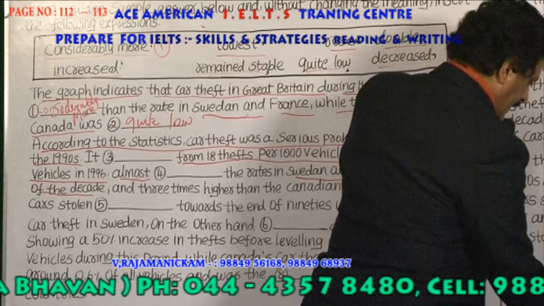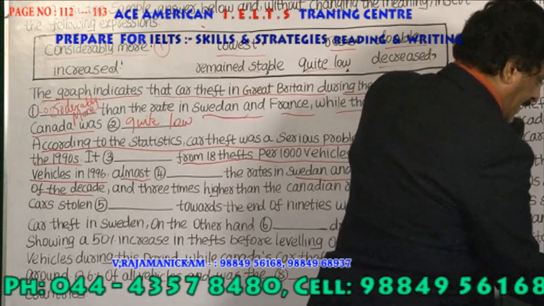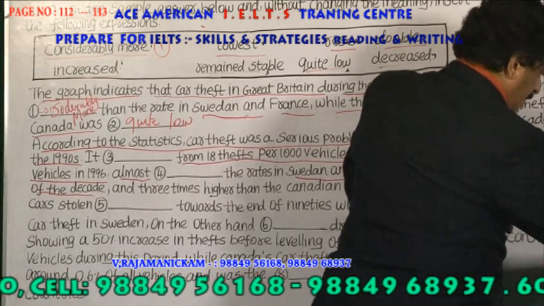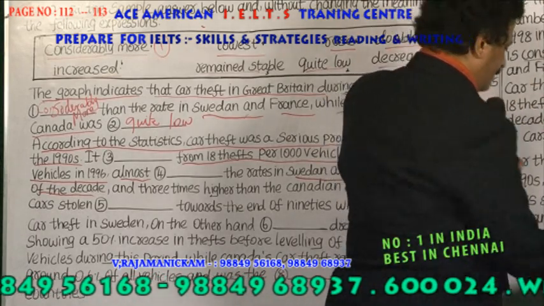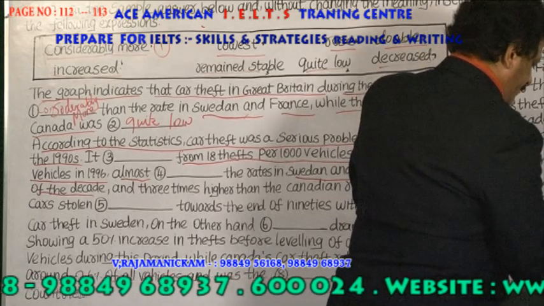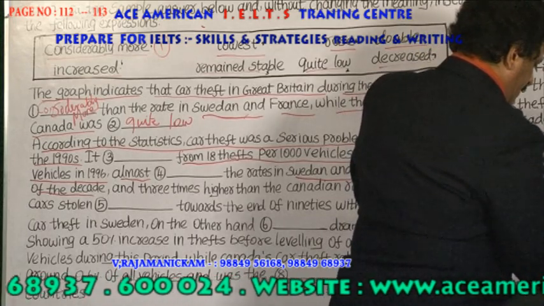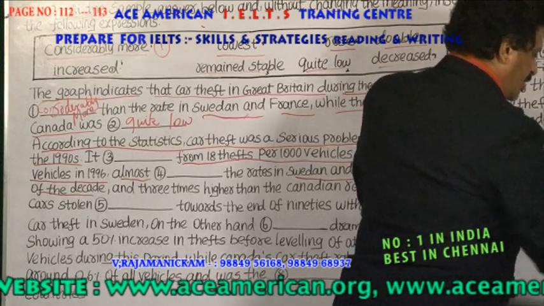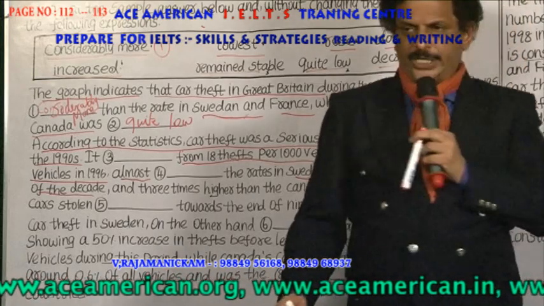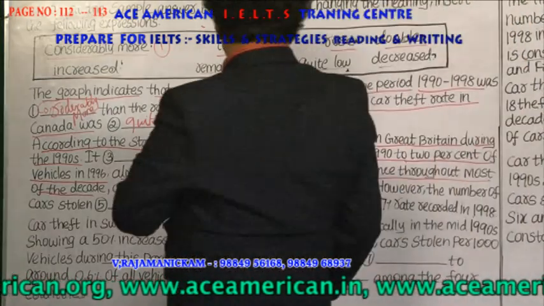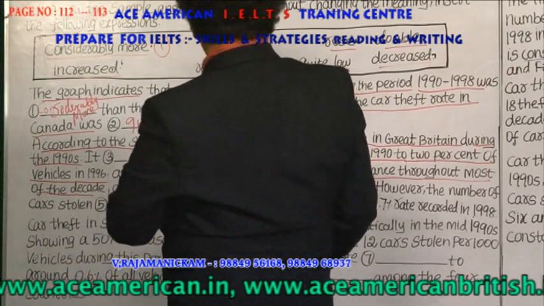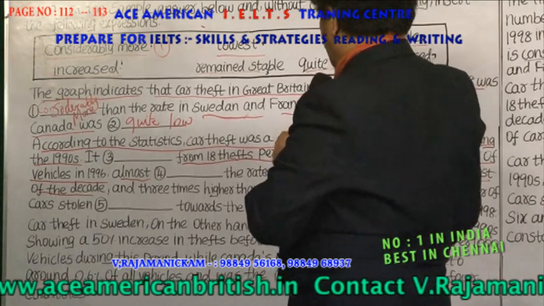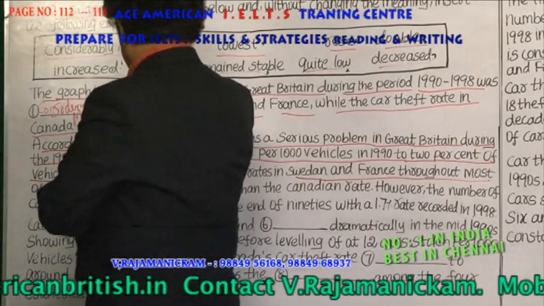So 1990 in Great Britain, 1996, you see 1996 here, what happened? It doubled. See here, you can go here. It was almost 12, 16, 20. So 4 has increased. It almost doubled. So you can use it almost. What is that word you can use? It increased.